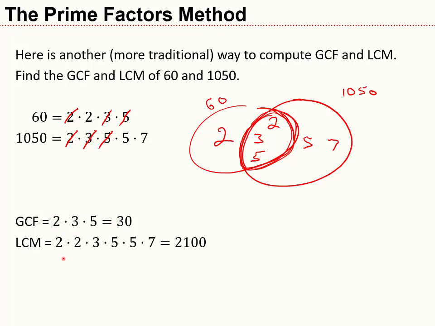Or if I want to find the least common multiple, I multiply all the primes in this picture. 2 times 2 times 3 times 5, so that's the first 2 times 3 times 5, times the 5 times 7. So if I multiply all those numbers together, I get 2,100. And so that's another way, using prime factorization, that I can compute the greatest common factor and least common multiple.